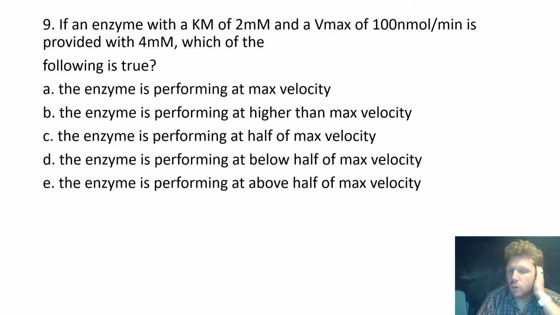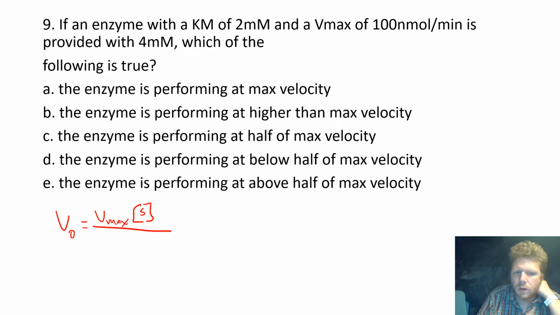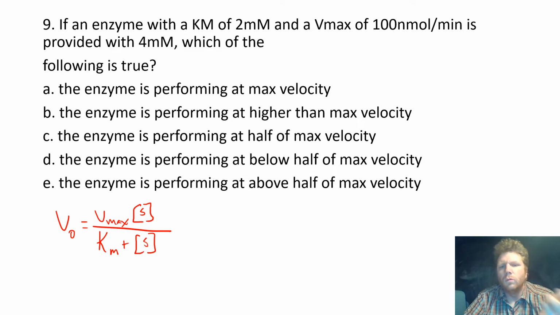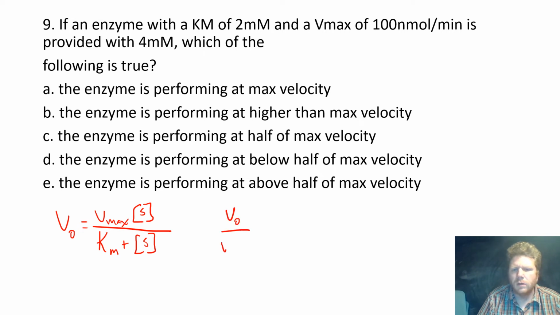Okay, so you can actually approach this question and not even worry about those values yet. What you need to know is V sub 0 equals Vmax times your substrate concentration over your Km plus your substrate concentration. Okay, so whenever you see that, what you're basically looking at is a ratio of your velocity to your maximum velocity. So we can rewrite this equation to read V sub 0 over Vmax equals substrate concentration over Km plus substrate concentration.